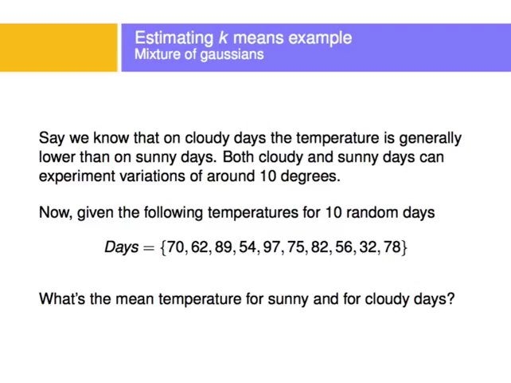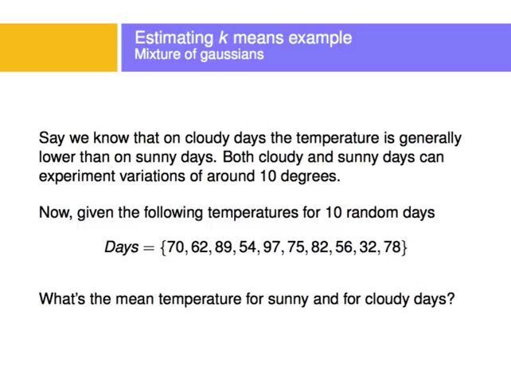So now, given the following temperatures for 10 random days, say at 3 p.m. somebody took the temperature, and these were the temperatures: 70, 62, 89, 54, 97, 75, 82, 56, 32, and 78. These are in Fahrenheit degrees, okay? You'd be burning if these were Celsius. Now, what's the mean temperature for sunny and for cloudy days? This is the big question, right? So we have the data, but we don't know what a sunny or a cloudy day looks like. That's the mystery you have to solve.